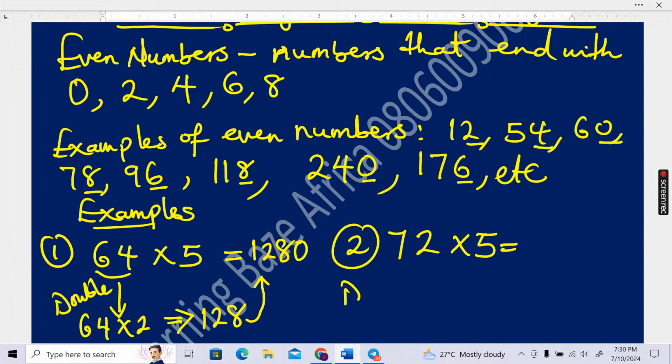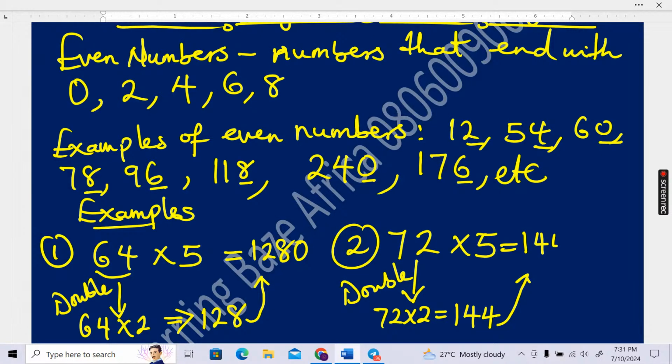So the first thing you need to do is to double 72. Doubling 72 means multiplying 72 by 2. So 72 times 2 is going to give me 144. Then I'm going to put 0 beside 144. So my answer will become 1440. So 72 times 5.